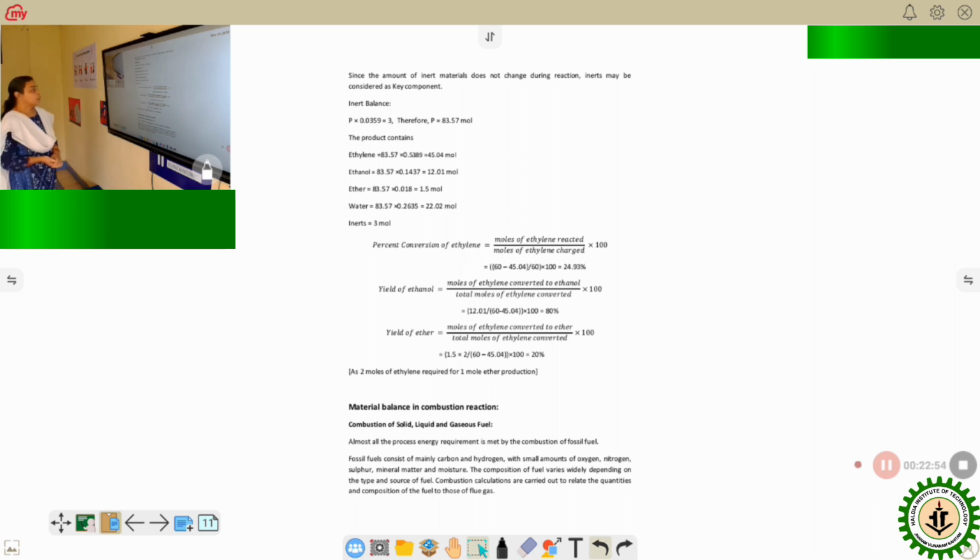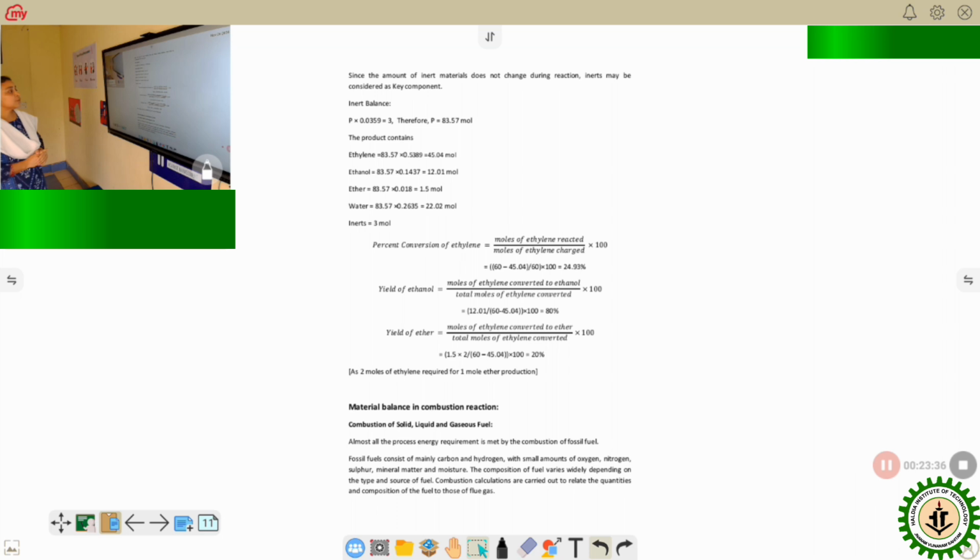Now we will calculate percent conversion of ethylene. Percent conversion of ethylene is calculated as moles of ethylene reacted divided by moles of ethylene charged. So moles of ethylene reacted is initially in the feed 60 mole of ethylene, minus 45.04 present in the product. So 60 minus 45.04 is the ethylene reacted. So (60 minus 45.04) divided by 60 into 100 comes to 24.93%.